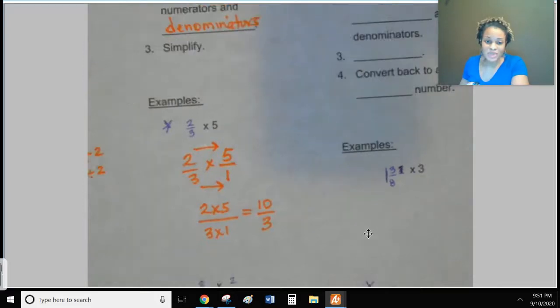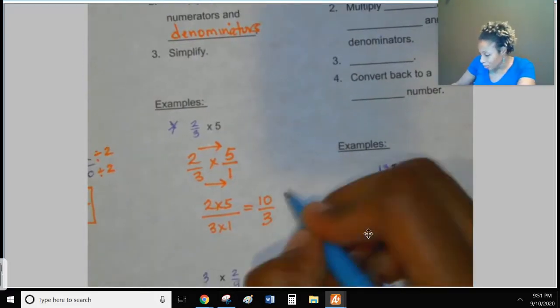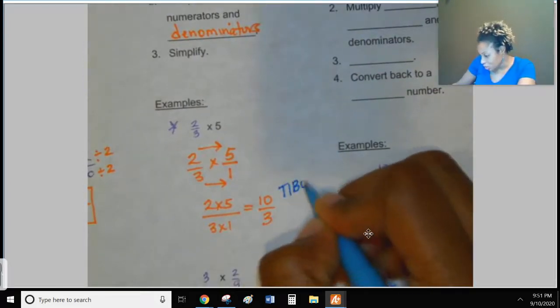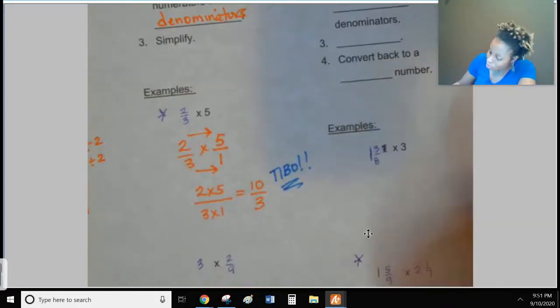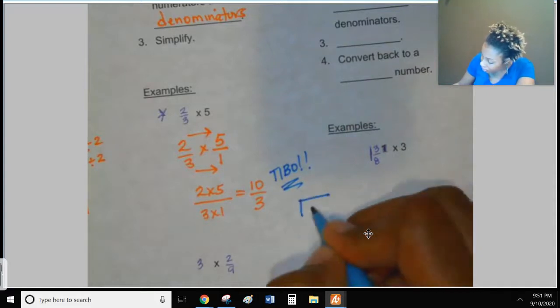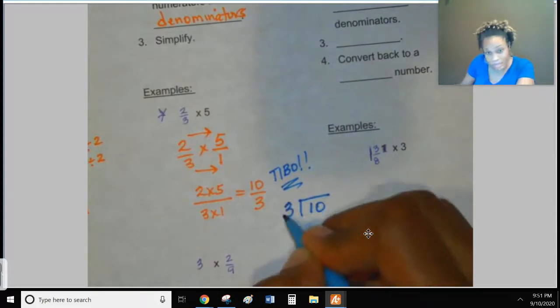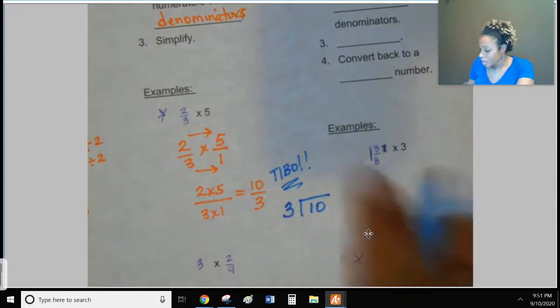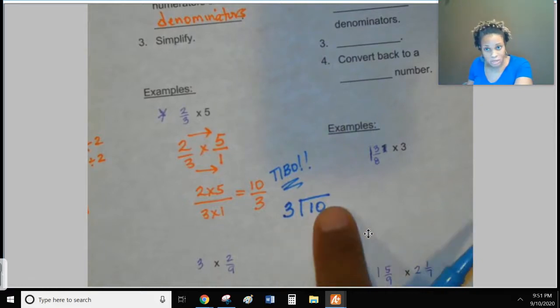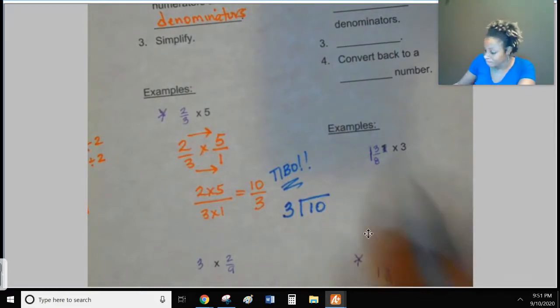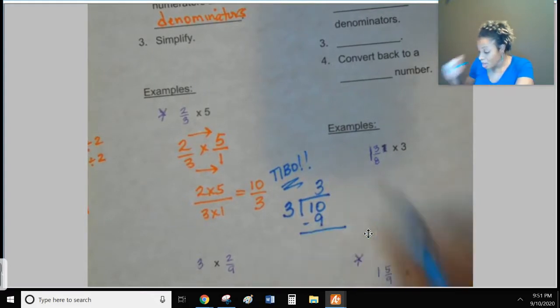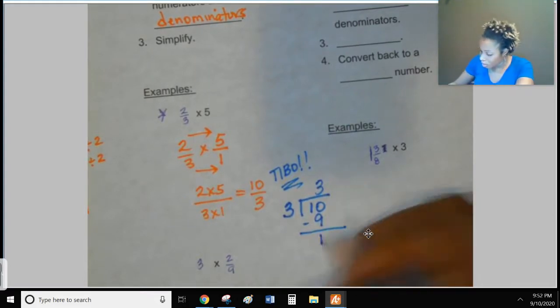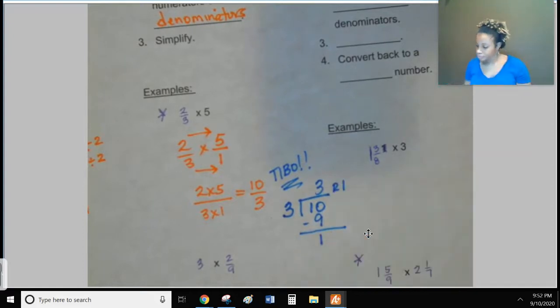How do we do that? We do it with our little mnemonic device, table. Top in, bottom out. You're going to divide. The numerator goes in the house, denominator stays out, top in, bottom out. How many groups of 3 are in 10? 3. 3 times 3 is 9. I subtract. I will have a remainder of 1.